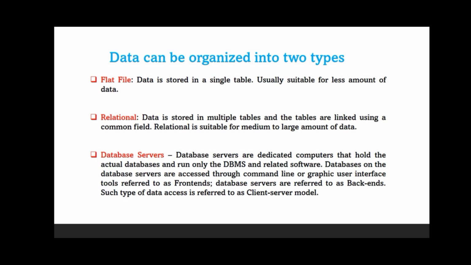The next important topic is that data can be organized into two types, flat file and relational. Flat file means data stored in a single table, which is mainly suitable for a small amount of data. Then the next one is relational. Relational means data stored in multiple tables, whereas a single table is a flat file. These multiple tables have some connection, and the connection is made using a common field. For example, in student data, register number is a common field.